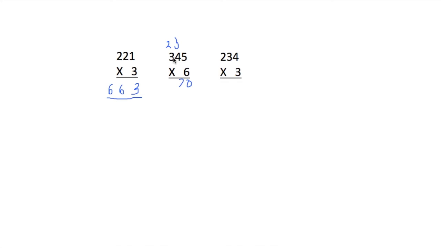6 times 3 equals 18, plus 2, 20. So we don't carry the 2 because we have no more numbers left. So our answer for this problem equals 2070. I forgot the comma right here. Let me fix that. Comma.